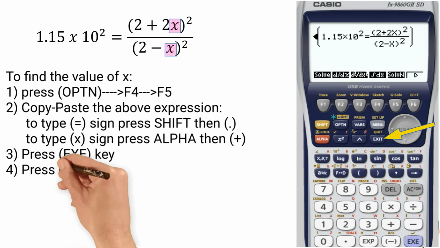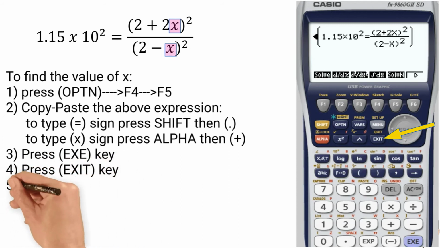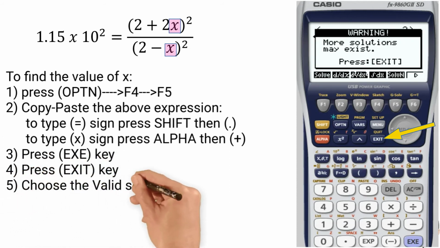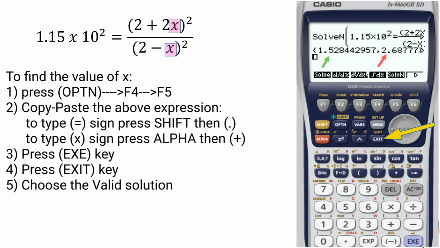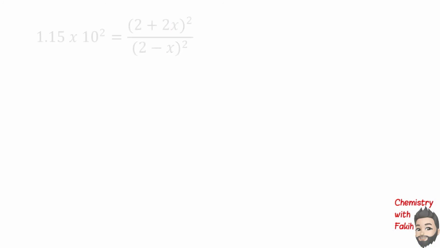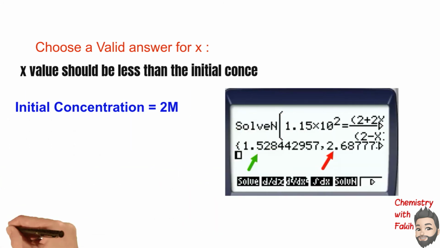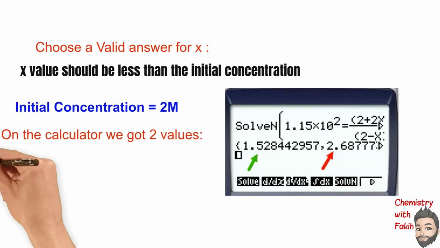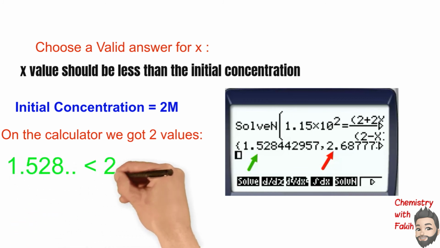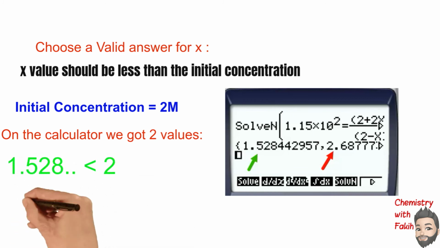For this equation, I got two values for X. You need to choose a valid solution. To choose a valid answer for X, choose a value that is less than the initial concentration. The initial concentration is 2 molar, and on the calculator we got two values for X: 1.528, which is less than 2, and 2.68, which is greater than 2. Definitely I will choose the first value, 1.5.